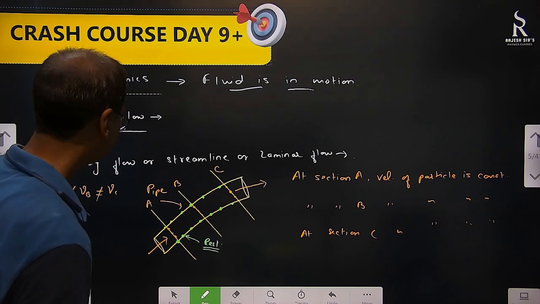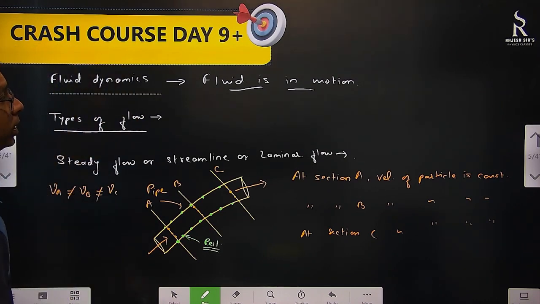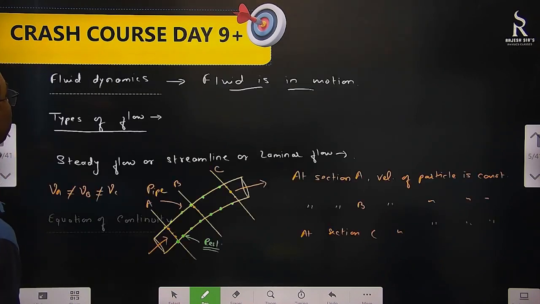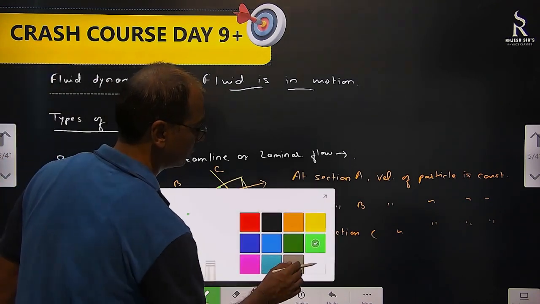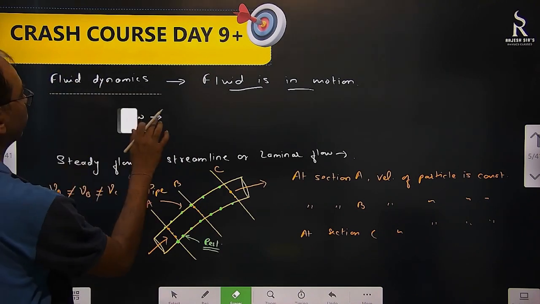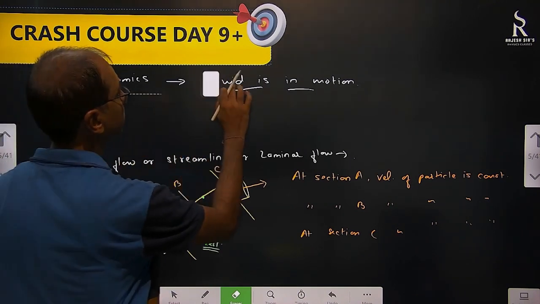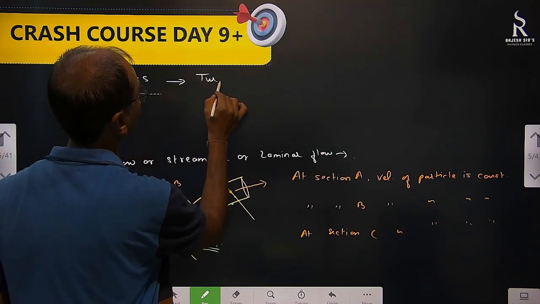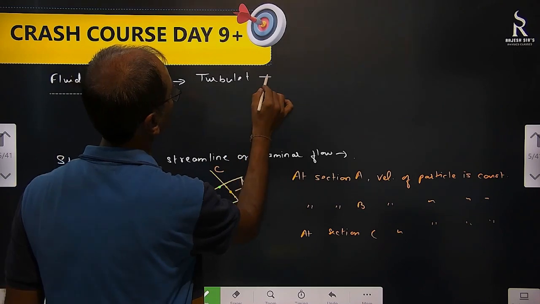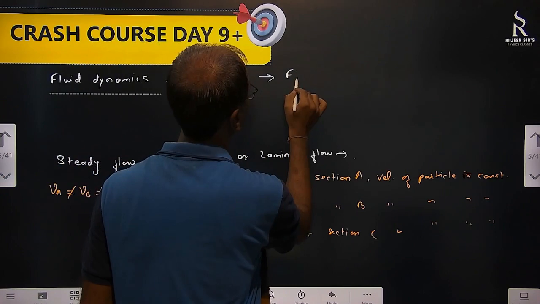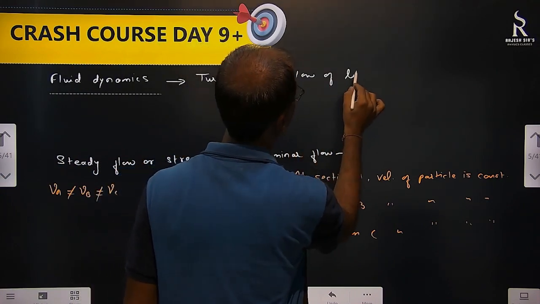Okay, now let's see turbulent. If you have to write, where shall I put turbulent here? Okay, so turbulent. Where the flow is very high. Flow of liquid is very high.